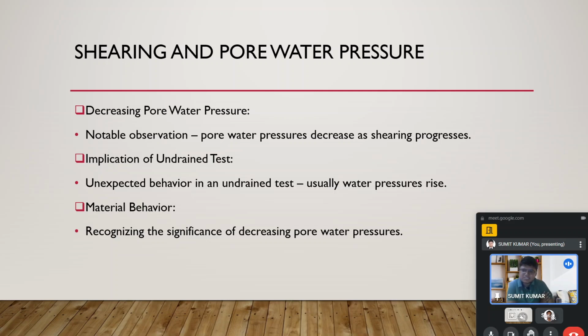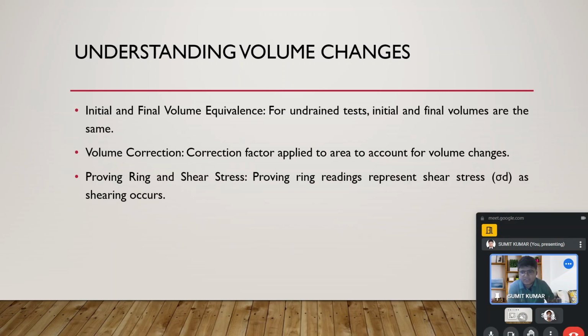Decreasing pore water pressure. A notable observation is that the pore water pressure decreases as shearing progresses, which is unexpected behavior in an undrained test, where usually the water pressure rises. When we talk about the behavior of the material, the significance of the decreasing pore water pressure observed is recognized. Okay.